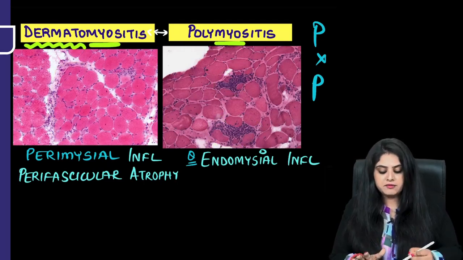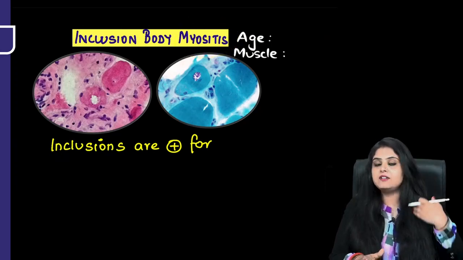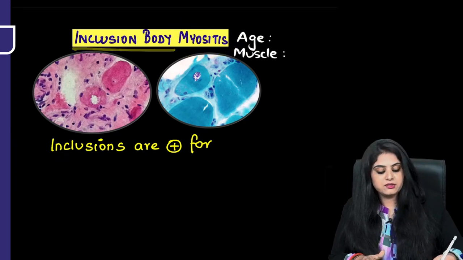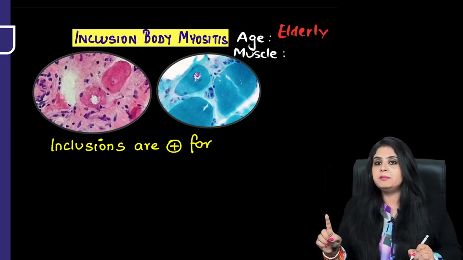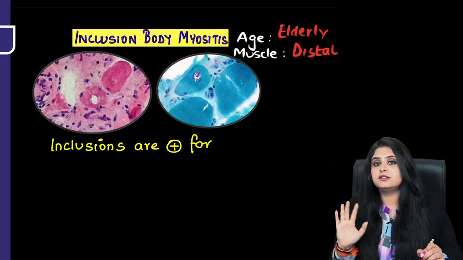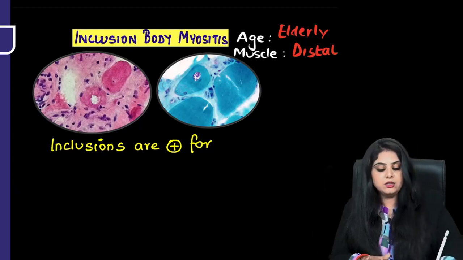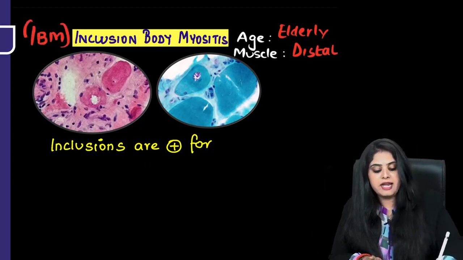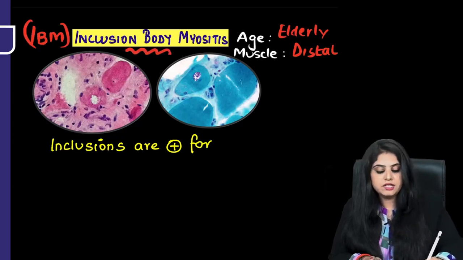So this is done. One more itis that you have to know is inclusion body myositis. You know how I have learnt it? Inclusion body myositis is going to occur at the end of the age, very, very old people. And the muscle group also affected is the end of the muscles, the distal group. So end of age pe hoga, end of muscles mein hoga. IBM, inclusion body myositis. So simple, end of age elderly, end of muscles distal. So what is the meaning of the word inclusion body?